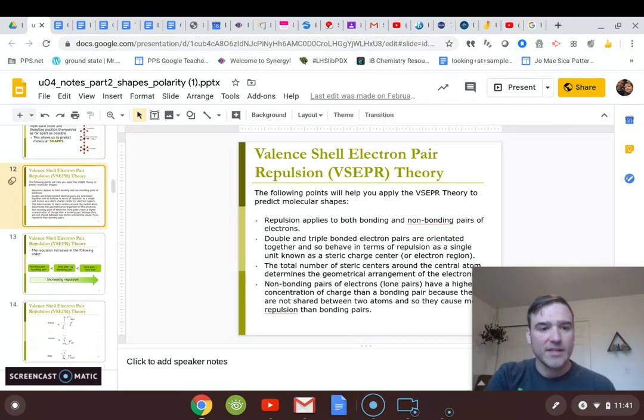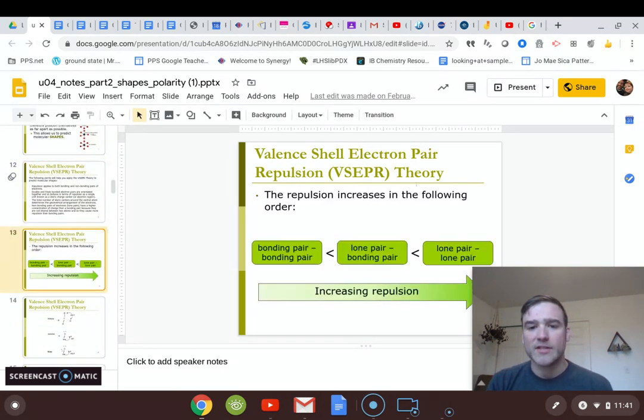All right, so let's continue on. In general, this idea of repelling electrons goes bonding pair to bonding pair is the least amount of repulsion, because the negative attractive force is limited by the bonding between the two atoms that are connected by it. So they're the least repelling.